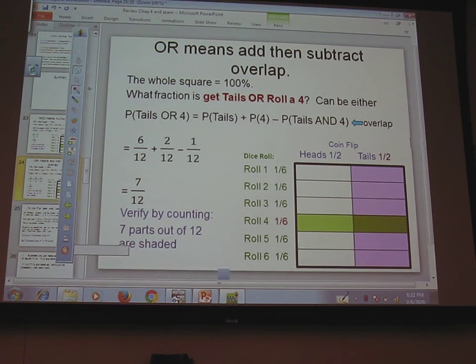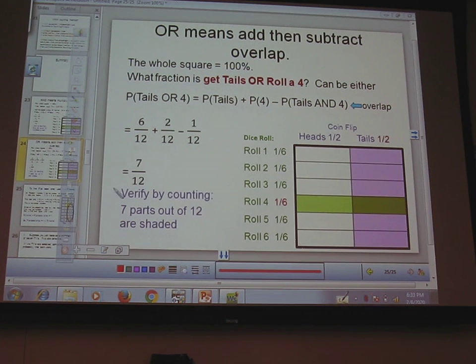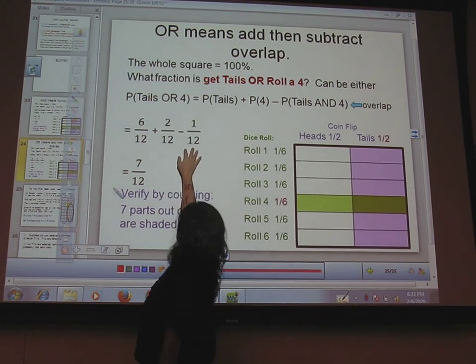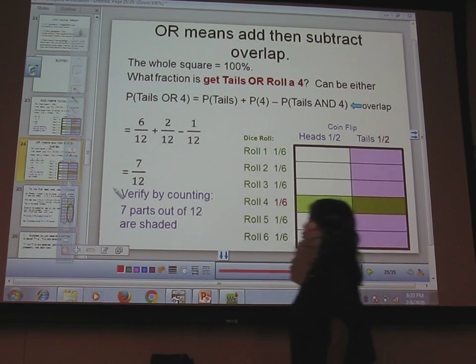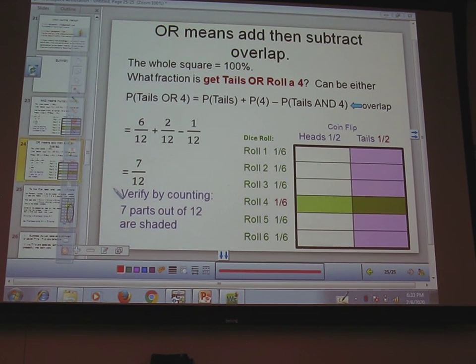Or means add, and then subtract the overlap. So everybody say, or means add. Or means add. Say that to yourself 10 times every night for the next 5 days. Again, the probability we get tails is 6 out of 12. The probability we roll a 4 is 2 out of 12. But we have to subtract the overlap, the 1/12. So 6/12 plus 2/12 minus 1/12 is a 7/12 chance of getting a tails or a 4.